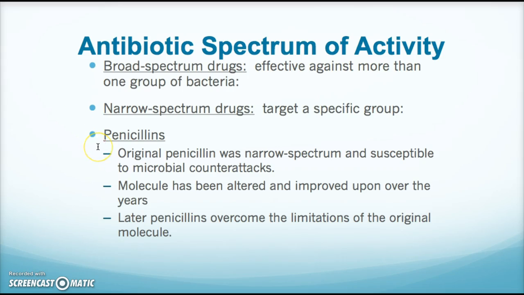And one of the ones that you should have already learned a little bit about is penicillin. This was the original narrow spectrum antibiotic that was used. And it was actually found to be susceptible, though, to microbial counterattacks, meaning some of them could survive with it. So over time, though, we've tried to alter or improve on the penicillins to make them harder for a bacteria to become resistant to. And what we're finding is that they can overcome some of the limitations of the original molecule. We can make them more complicated where a microbe may not be resistant to it as quickly.